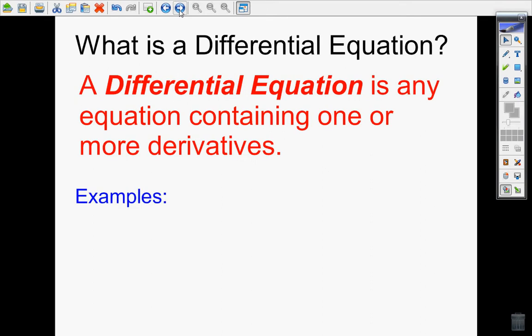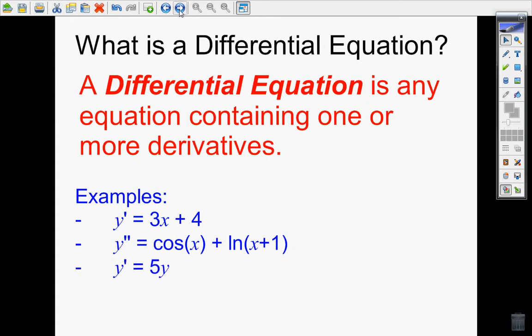Examples include: the first derivative of y is equal to 3x plus 4; the second derivative of y is equal to the cosine of x plus the natural log of x plus 1; the first derivative of y is equal to 5 times y; the first derivative of y is equal to negative 1 times y squared; the second derivative of y is equal to 5 times y plus 7 times the first derivative of y plus 9. In each case, we have an equation containing one or more derivatives.